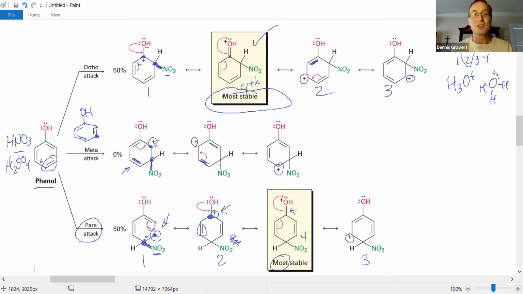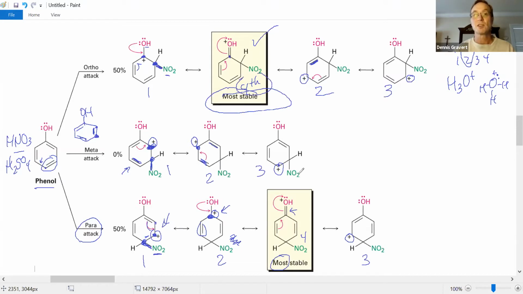Look at your resonance structures with the plus charge, and on this carbon with the plus charge, no adjacent atom with a lone pair. This one, nope, no adjacent atom with a lone pair. And this one down here, nope, no adjacent atom with a lone pair. We got our 3 minimum, and there are no more.